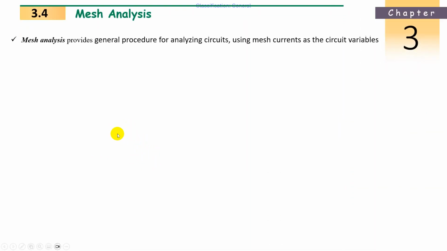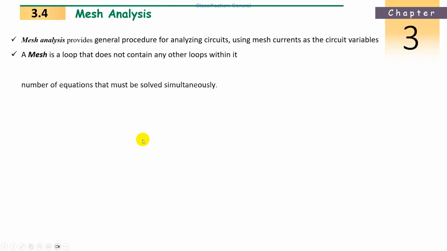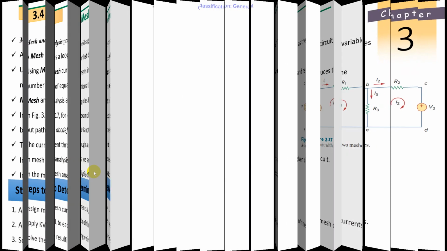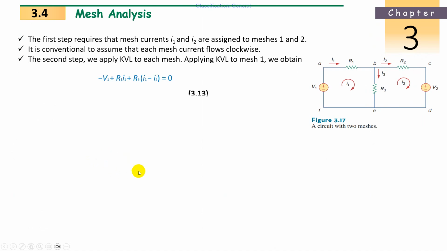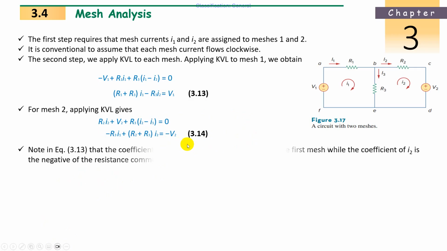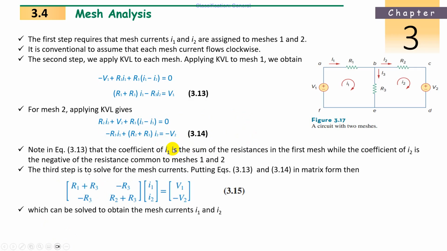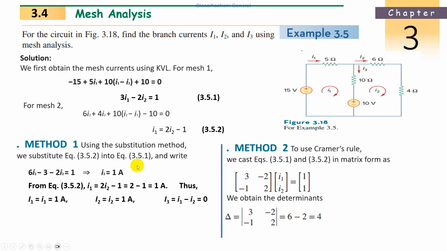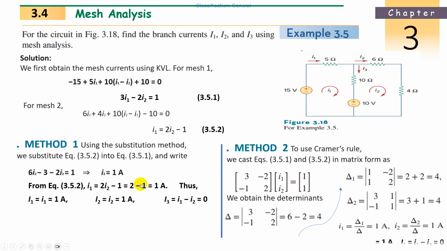So next we'll go for the super mesh. Mesh analysis already we studied by using Kirchhoff's voltage law, that is loop equations. We have to write the loop equations. So we'll go directly to the super mesh. Here also same two techniques we use: simultaneous equation elimination technique, or Cramer's rule, or what we call the matrix method. So these all we studied in the previous class. Now we'll go to the super mesh. That will complete our chapter 3.